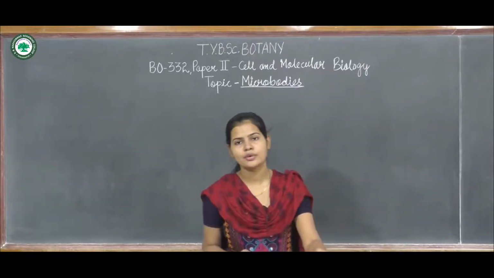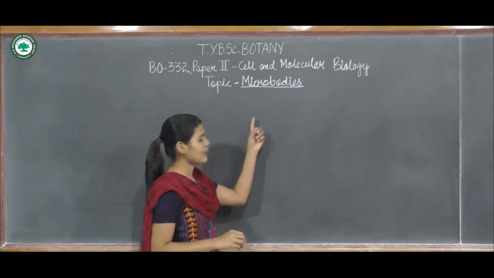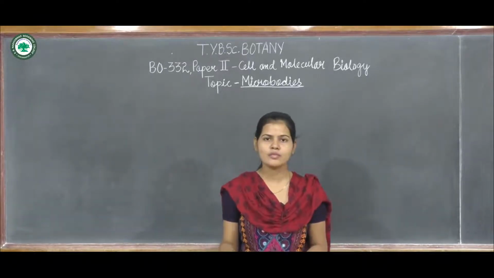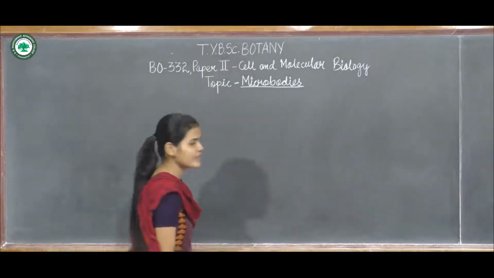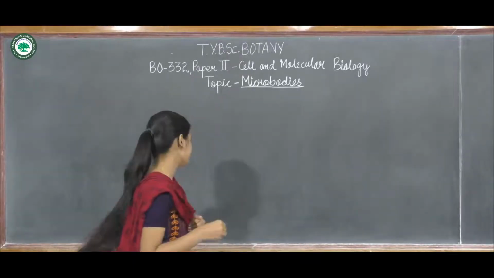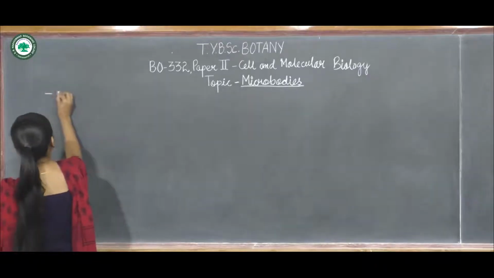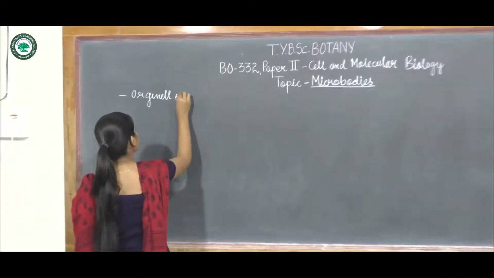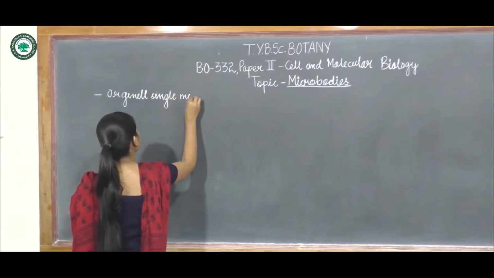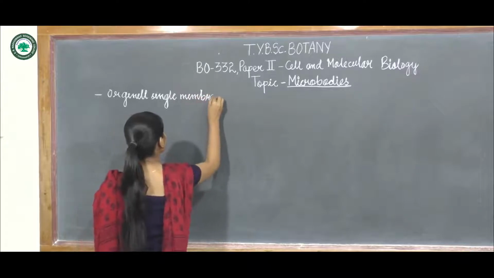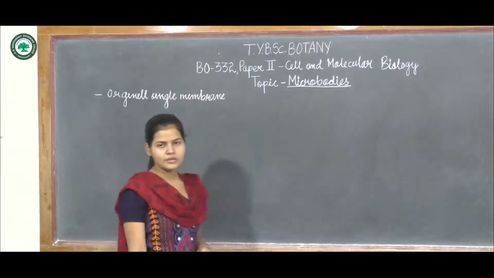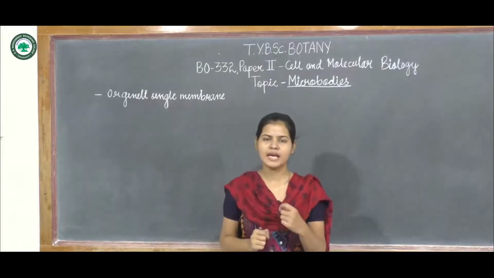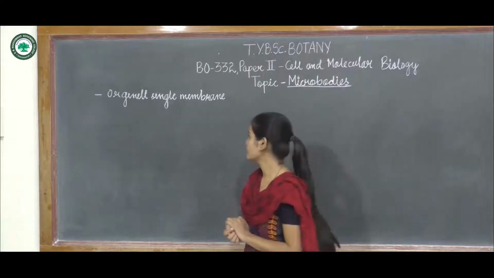In this lecture, we are going to discuss the next topic, that is the microbodies. This is also an organelle which is found in the cytoplasm of a cell. This is an organelle which is bound by a single membrane, or single unit membrane. It has the presence of only one membrane outside.